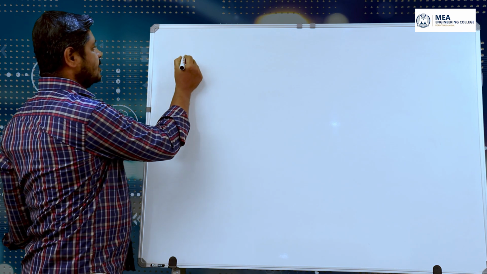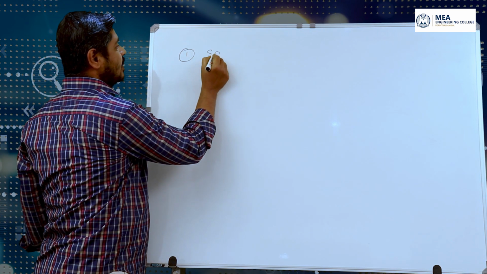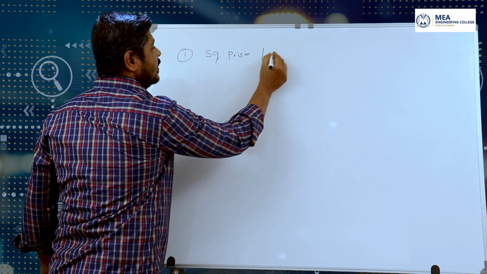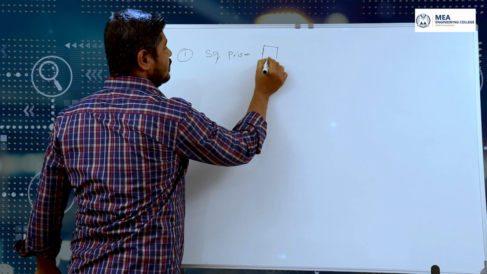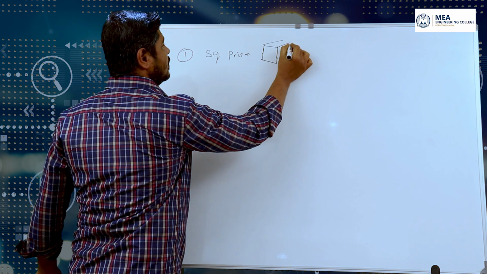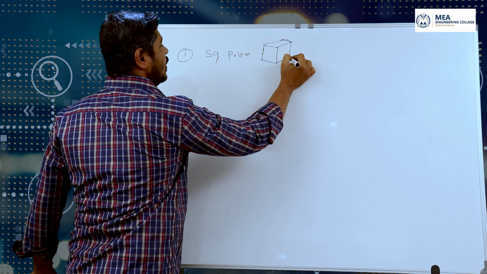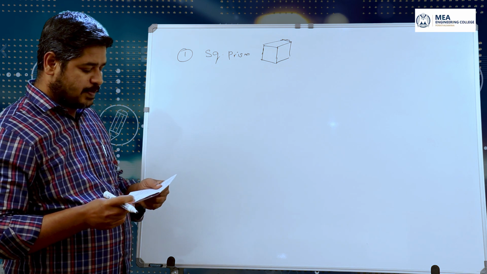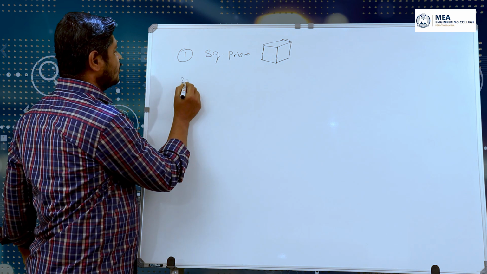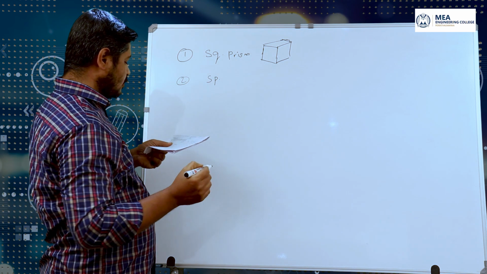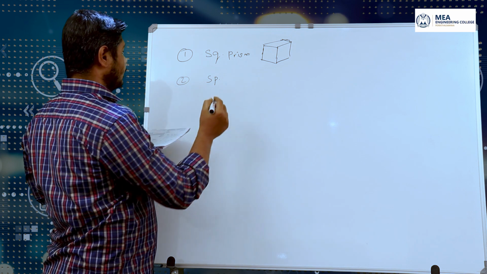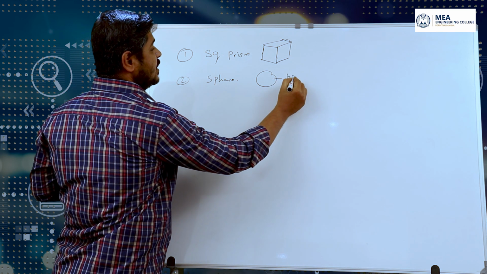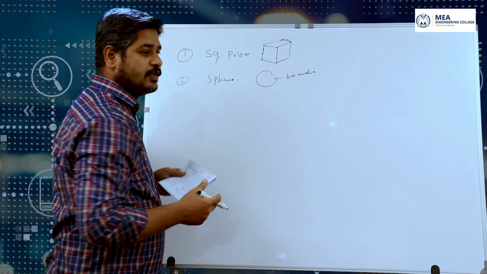First one is a square prism. You know what a square prism is, so I can draw it like this for your understanding. Then above it, one sphere is there with the diameter of 60 mm. So the second solid is a sphere with the size of 60 mm diameter. Here two different solids are given.